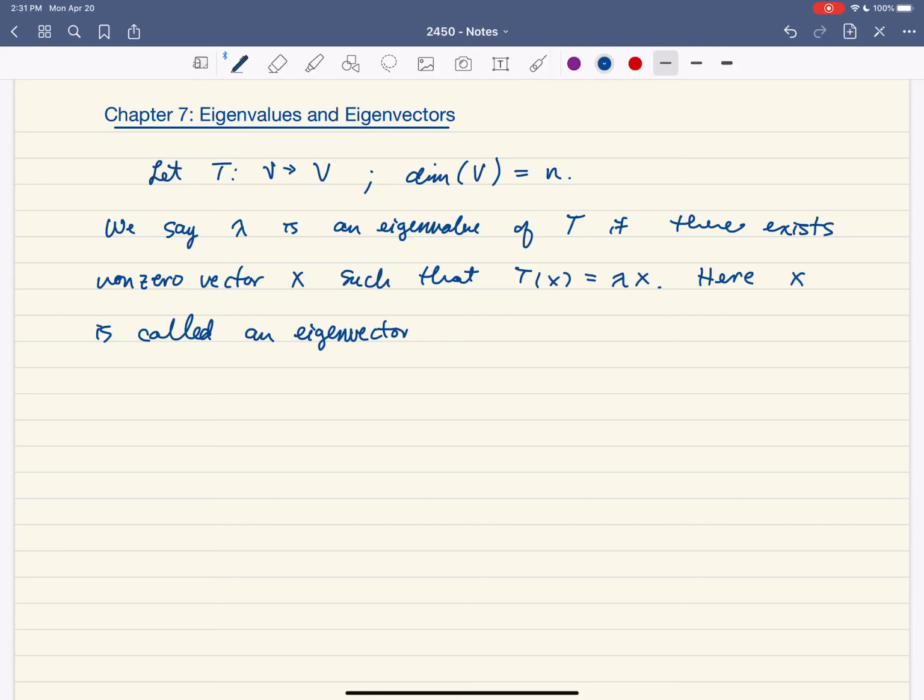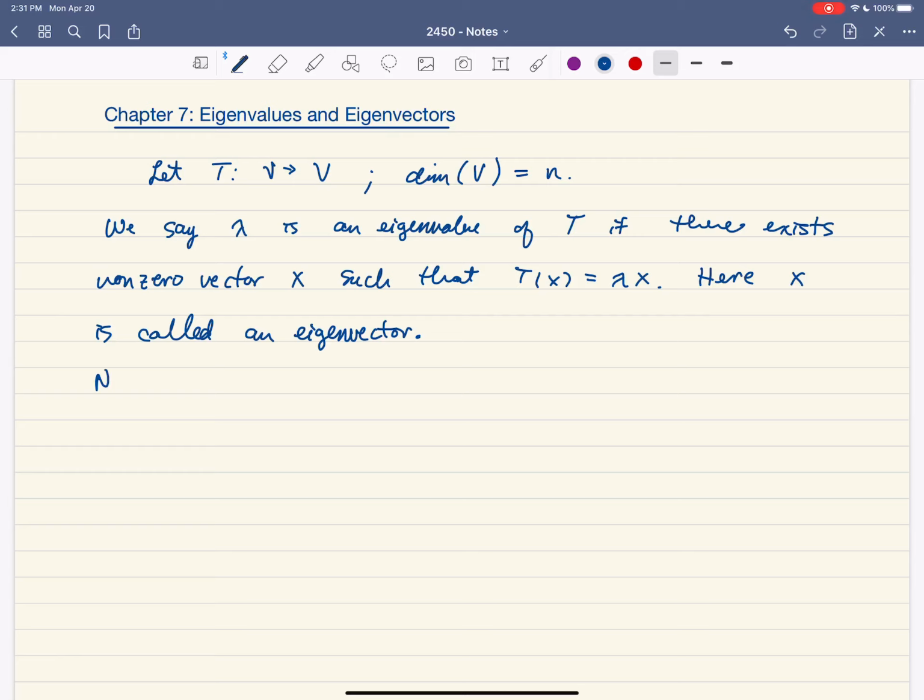We insist that x is non-zero because we know that for any linear transformation, the zero vector gets mapped to itself. So we're not allowing that possibility to determine an eigenvalue. Hence, that's why we insist that there's a non-zero vector x with this property.